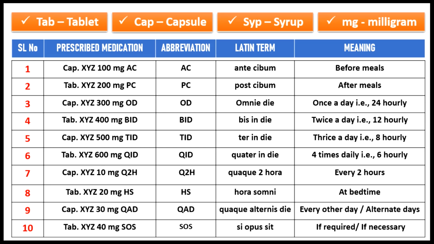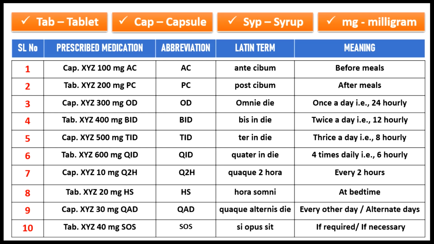Number 8. Tab XYZ 20 mg HS. The Latin term of HS is hora somni, which means at bedtime. Number 9. Tab XYZ 30 mg QAD. The Latin term of QAD is quaque alternis die, which means every other day or alternate days.